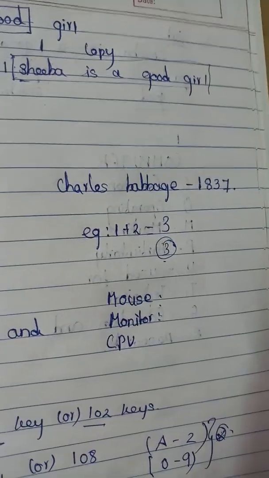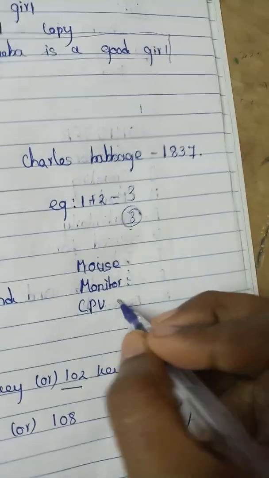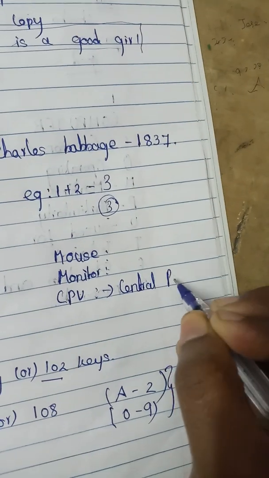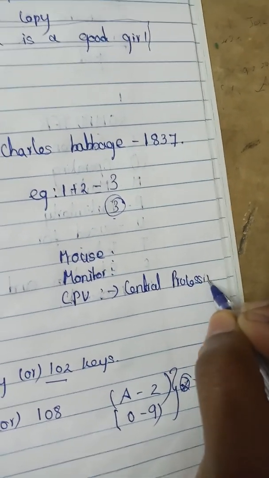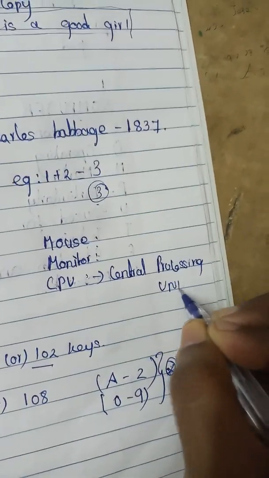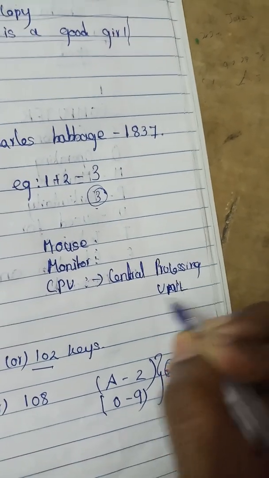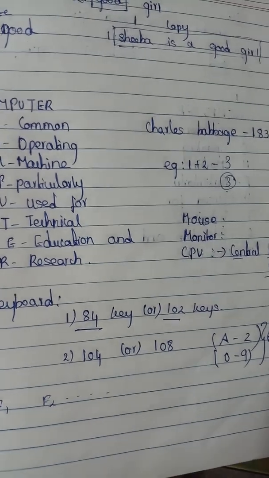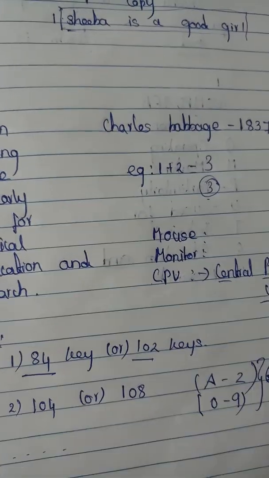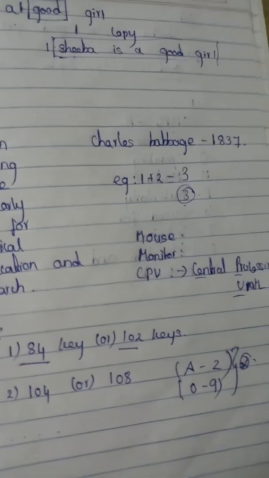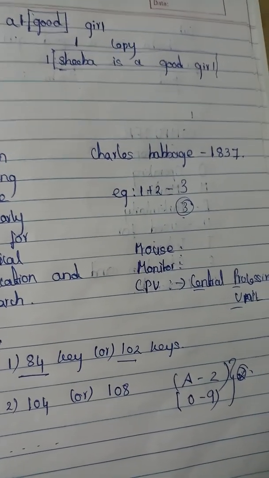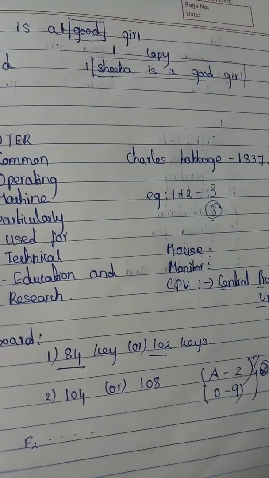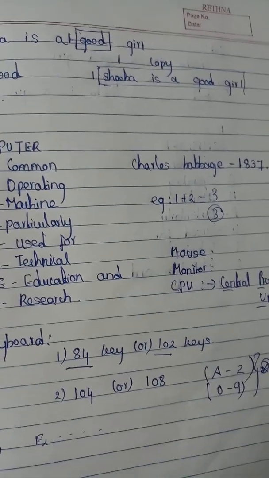And then another part is the CPU. CPU means central processing unit. All the processes happen in the CPU only. All the processes are done by the CPU, and it is also called the brain of the computer. CPU is the brain of the computer.